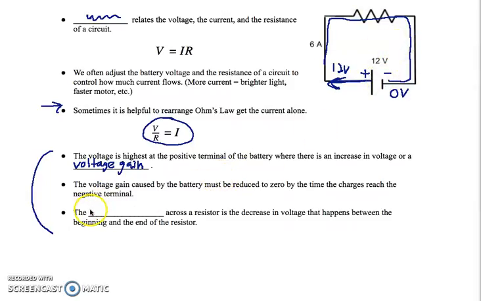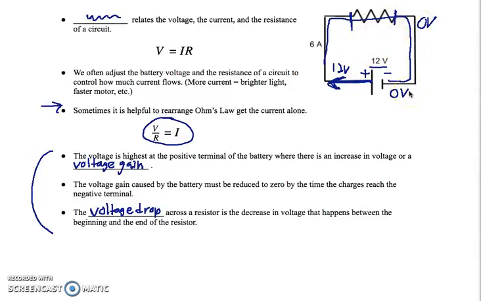And the last part: we talked about voltage gain, now we're going to talk about the voltage drop. The voltage drop across a resistor is the decrease in voltage that happens between the beginning and end of the resistor. So if we look at the circuit, the outlet provides a voltage here, let's just say 12 volts. And you're going to have that voltage for most of the circuit until you run into this resistor. What's happening over the course of the resistor is it's bringing that voltage down. There's going to be a voltage drop across the resistor, and it's going to be 0 volts by the time it hits the other side of the resistor.